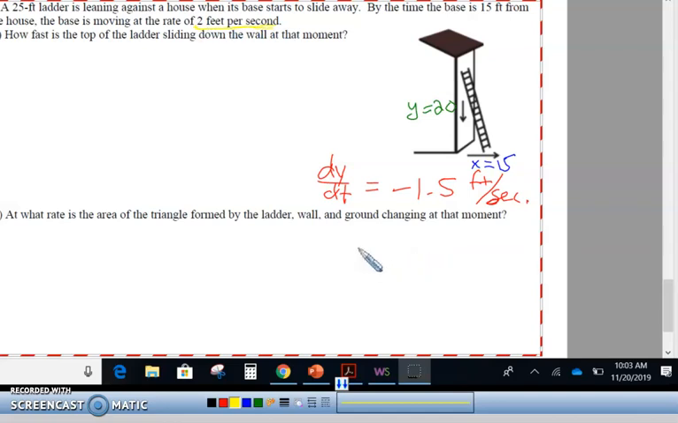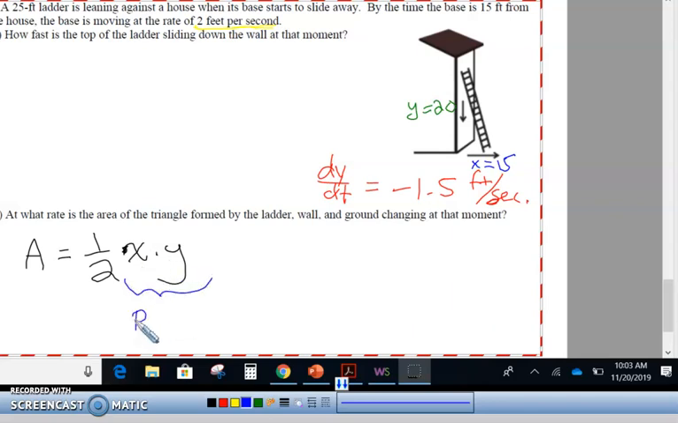Okay, so now for the area of this triangle, hopefully you're thinking of A equals 1/2 base times height. But I'm looking at x's and y's, so I'm looking at 1/2 x times y. So I'm going to differentiate that and plug in the values. Just keep in mind that when you differentiate this, you need the product rule here. So think about how you would differentiate 1/2 x times y using the product rule.